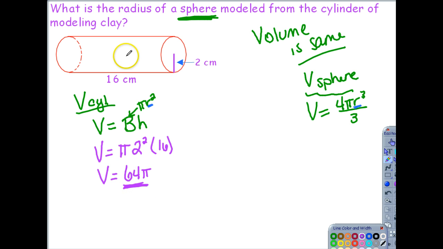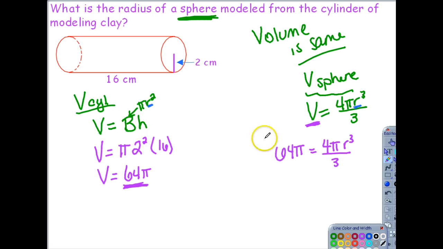So this is the volume. That's the amount of clay that we have. It's the same amount that we have over here. So if I put 64 pi in for that volume, that would allow me to then find my one unknown, which is my radius. You're essentially just solving for r. So it's just an algebraic equation, essentially.